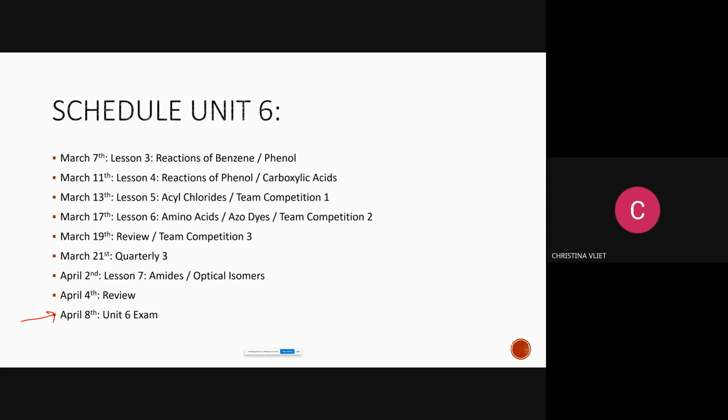Next class, we're going to do reactions of phenol and carboxylic acids. The next class, next week on Thursday, we're going to talk about reactions of acyl chlorides, and you're going to have a team competition, which I will be revealing to you next class, the exact way the competition works. But all I'm going to tell you for now is start studying all your reactions. Last year you did individual mini assessments. This year you are going to be in a team.